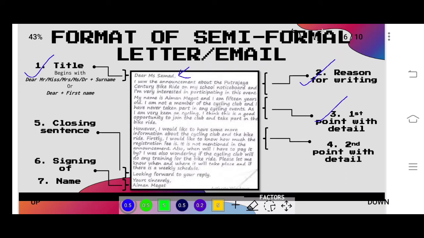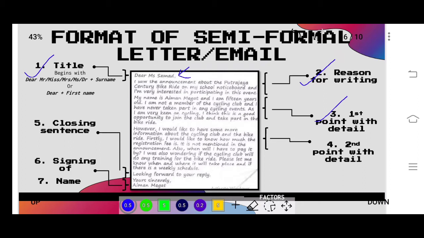The next one is number 3. Your first point with detail. Okay, so we take a look at the example. My name is Aiman Megat and I'm 15 years old. I am not a member of a cycling club and I have never taken part in any cycling events. As I am very keen on cycling, I think this is a good opportunity to join the club and take part in the bike ride. So this is the first point with detail.